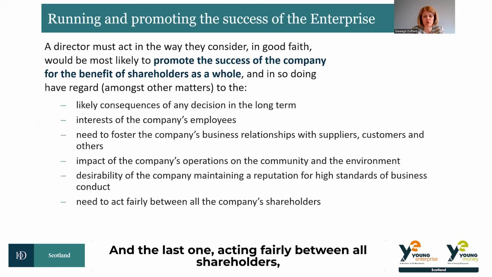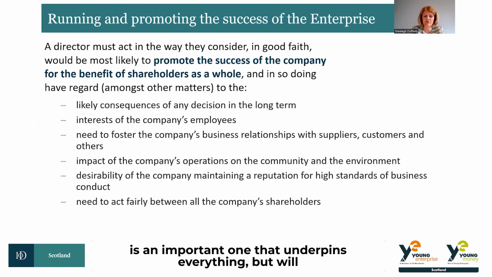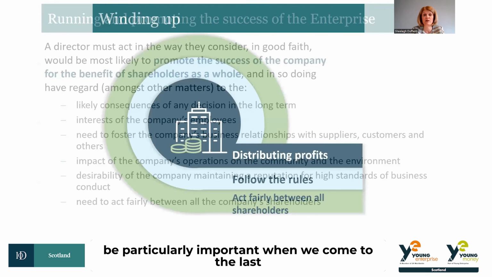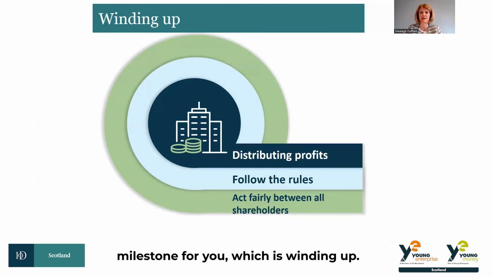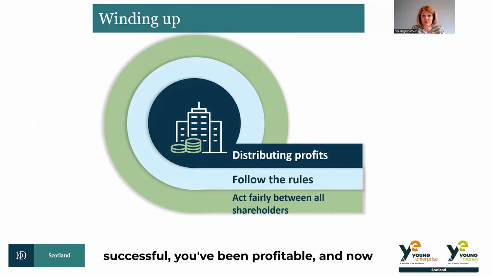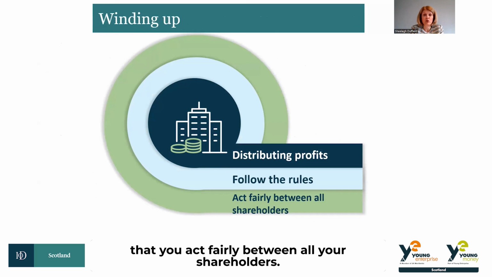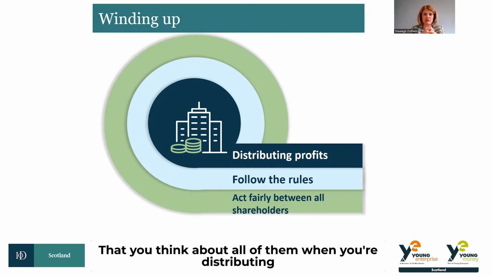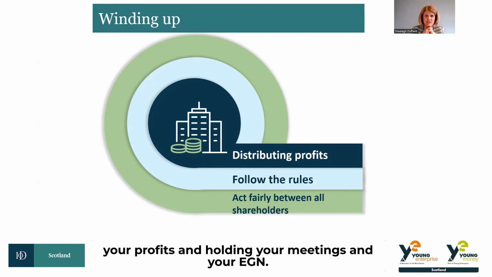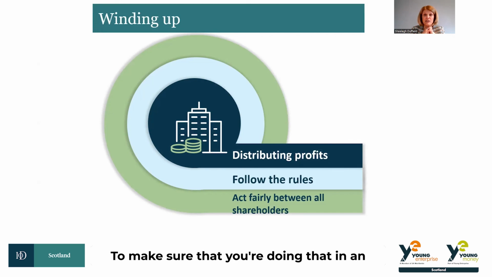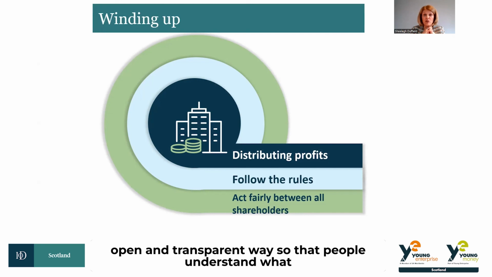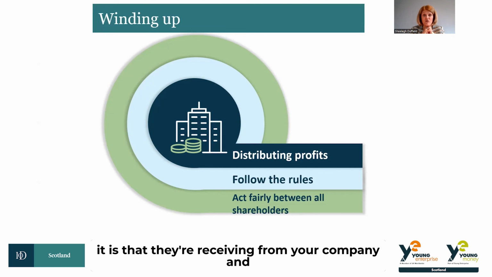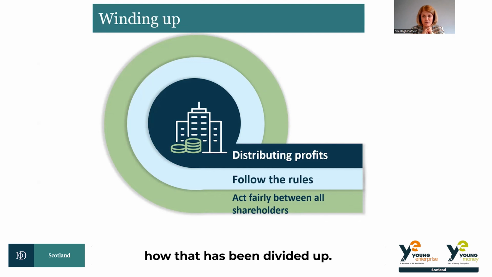acting fairly between all shareholders, is an important one that underpins everything, but will be particularly important when we come to the last milestone for you, which is winding up. You've run your project, you've been successful, you've been profitable, and now you've got to distribute your profits. Important here for good governance to make sure that you follow the rules and that you act fairly between all your shareholders, that you think about all of them when you're distributing your profits and holding your meetings and your AGMs to make sure that you're doing that in an open and transparent way so that people understand what it is that they're receiving from your company and how that has been divided up.